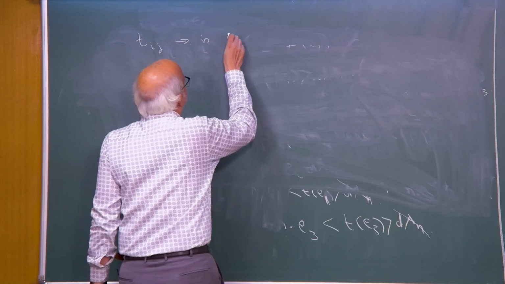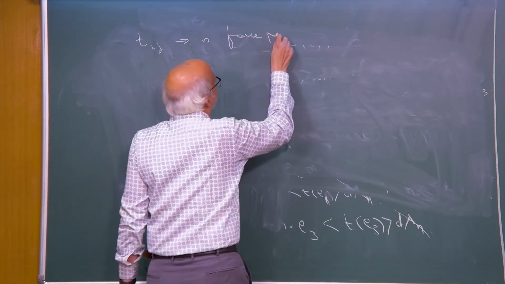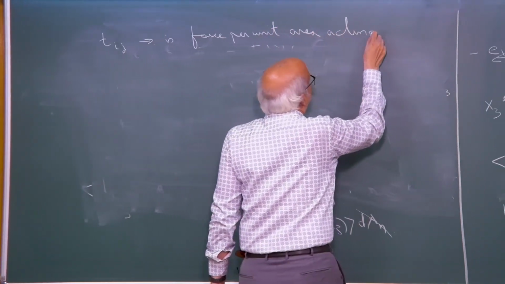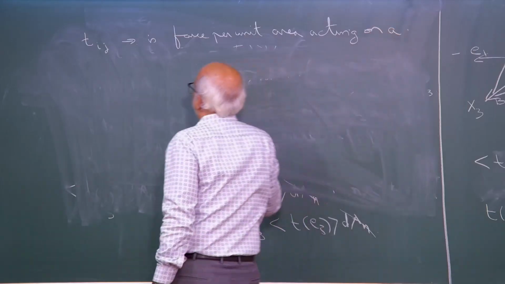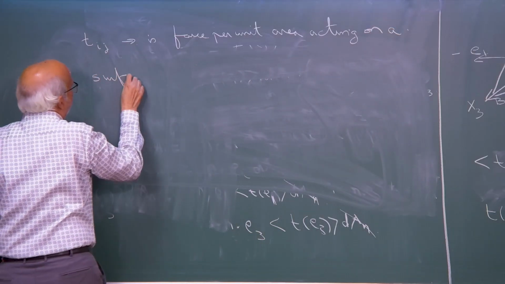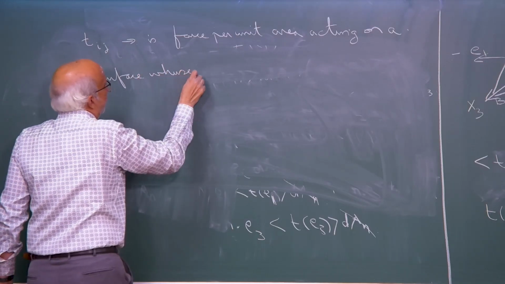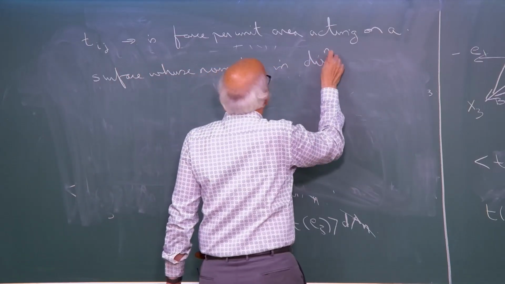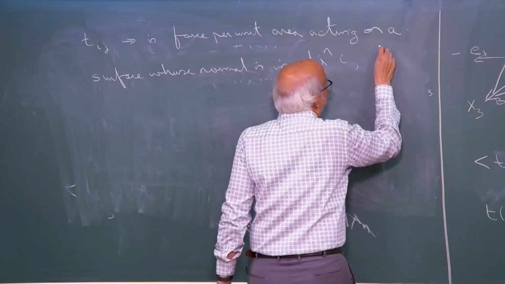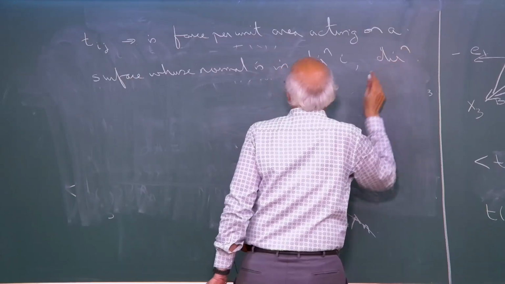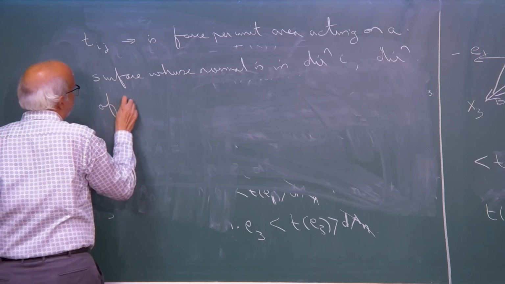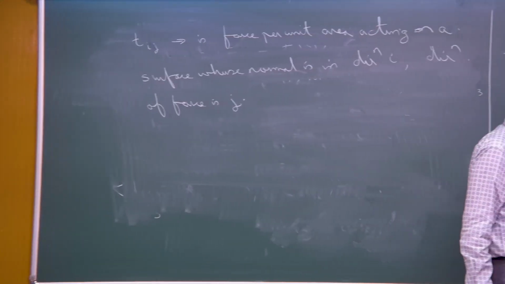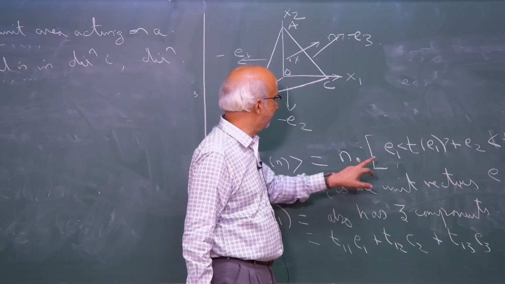is the force per unit area acting on a surface whose normal is in direction I and the direction of the force is J. This is also a vector, both of these are vectors.